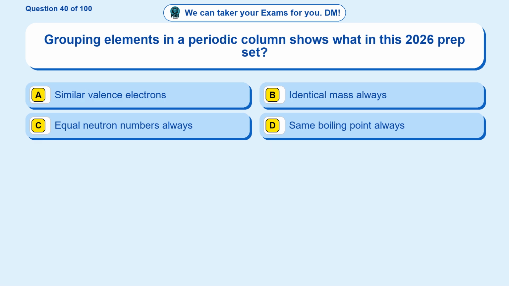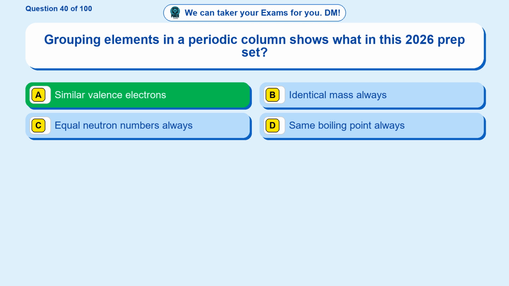Question 40. Grouping elements in a periodic column shows what in this 2026 prep set? Option A, similar valence electrons. Option B, identical mass always. Option C, equal neutron numbers always. Option D, same boiling point always. The correct answer is option A.